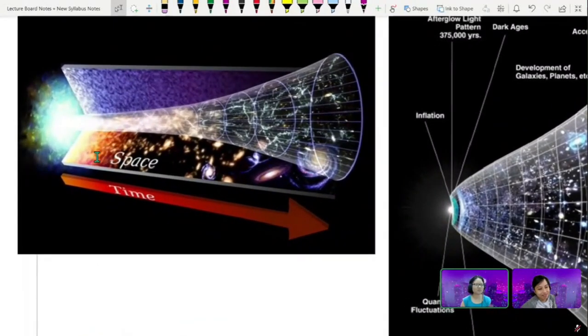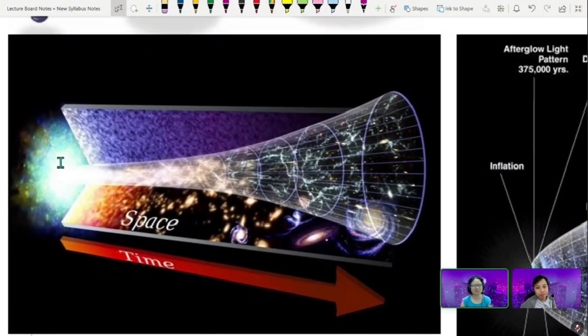The whole universe was a hot, dense space. And then as time passes, space began to expand.